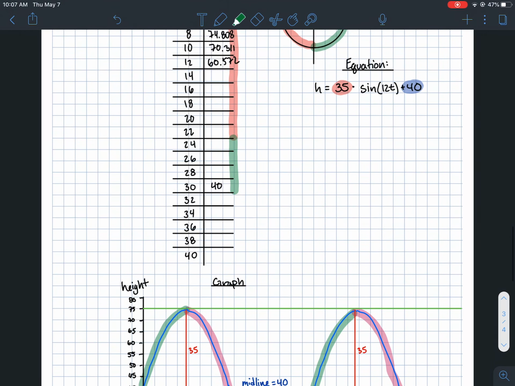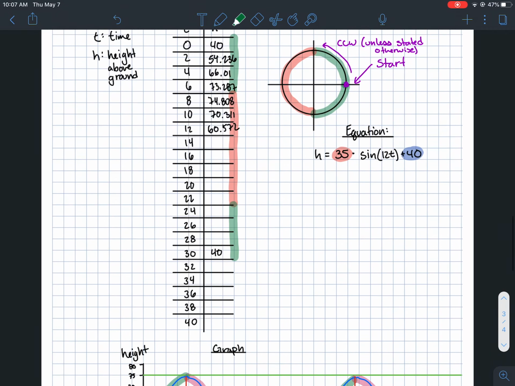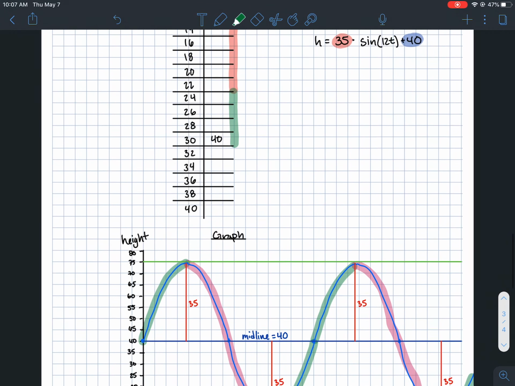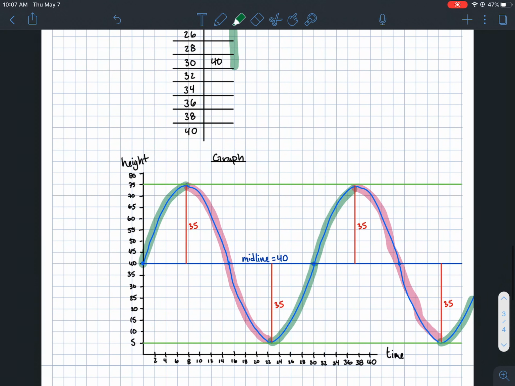Again, I'm going to give you a problem. It's going to be based on a circle with a height, a radius, and a certain angular speed. And all I want you to do today is fill out a table, come up with your equation, and then start practicing sketching a graph and showing all those key features of it.